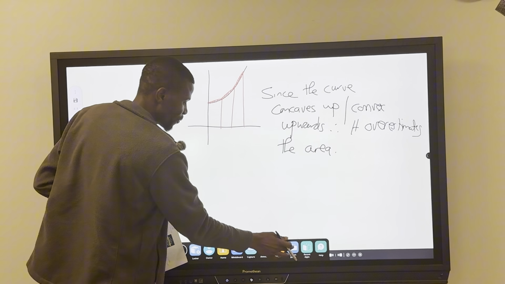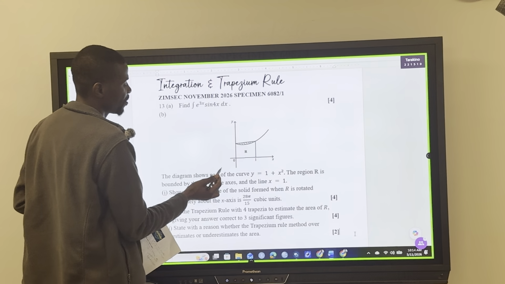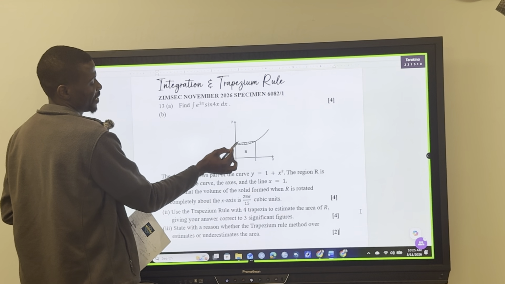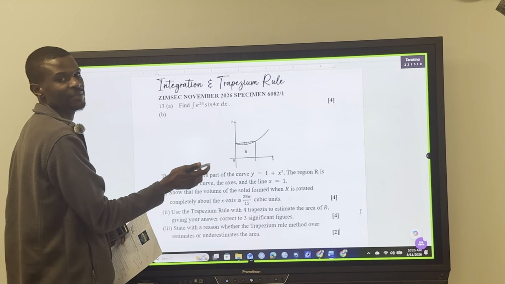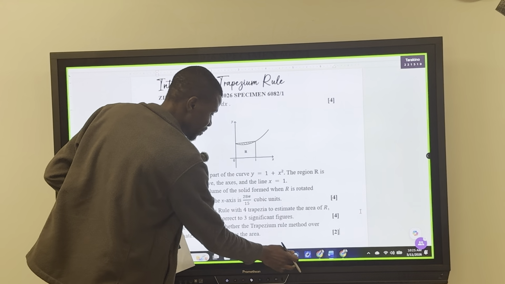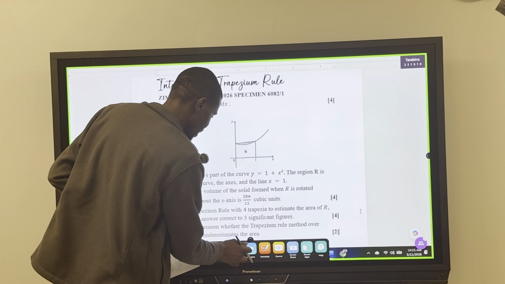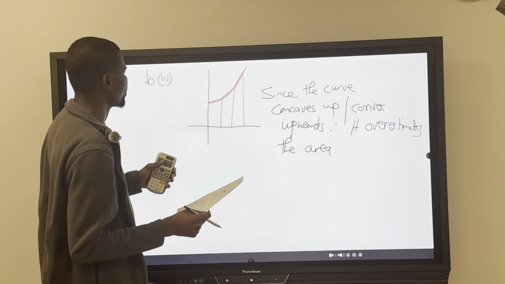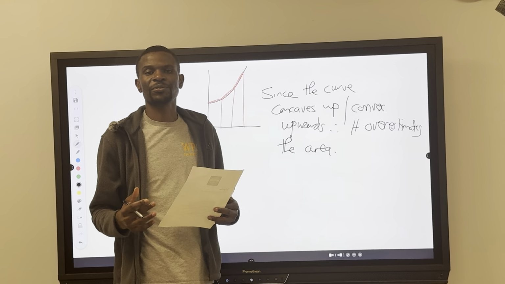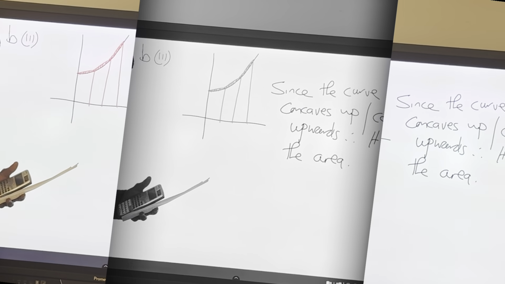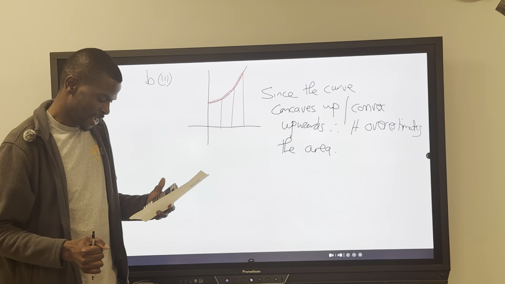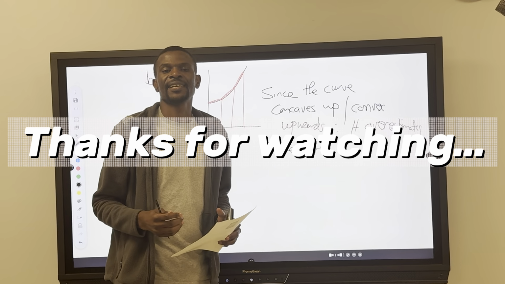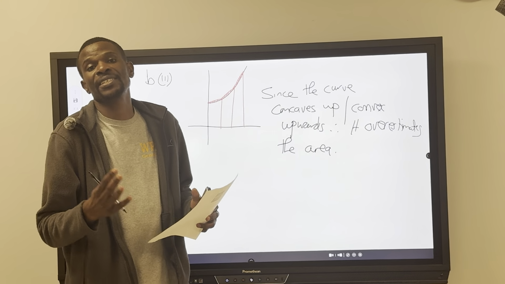And also, if we come back to the original diagram here, we can actually see that this shaded part is included, but it's not even part of the area. So always bear in mind that when the graph concaves up, then it means it is going to overestimate the area, right? So guys, this specimen is just giving us a clear picture of the examination standard.